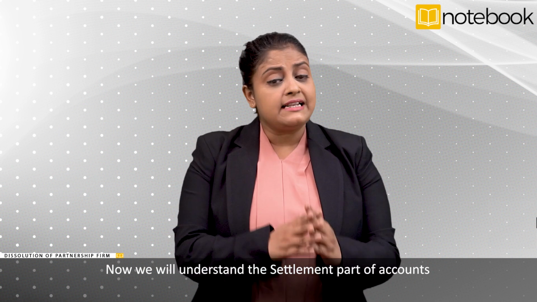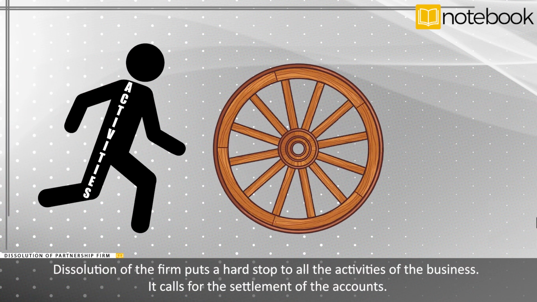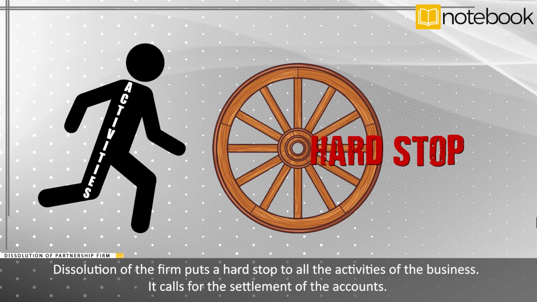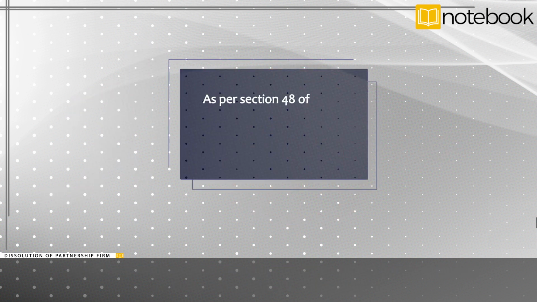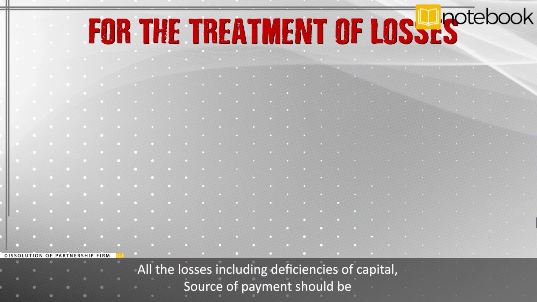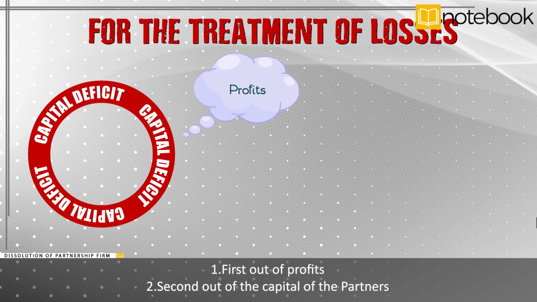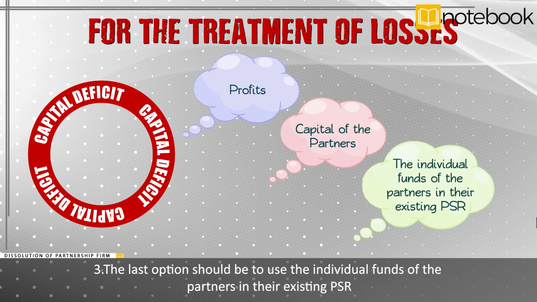Now we will understand the settlement part of accounts. Settlement of accounts becomes applicable in case of dissolution of a partnership firm. Dissolution of the firm puts a hard stop to all the activities of the business. It calls for the settlement of the accounts. As per Section 48 of the Partnership Act 1932, a few points need to be followed in this case. For the treatment of losses, all the losses including deficiencies of capital, source of payment should be first out of profits, second out of the capital of the partners. The last option should be to use the individual funds of the partners in their existing PSR.